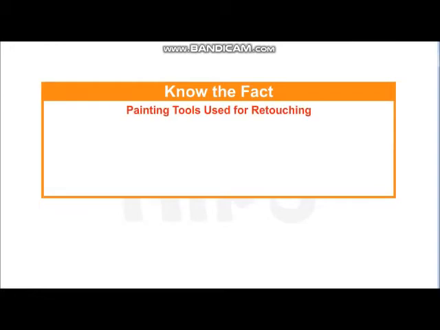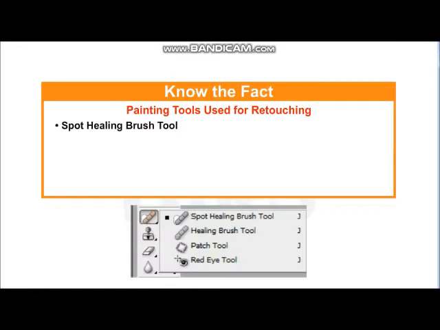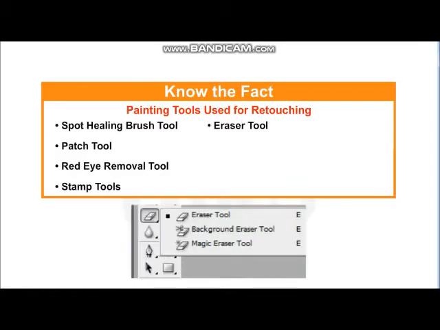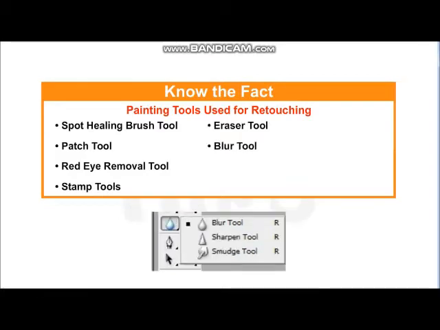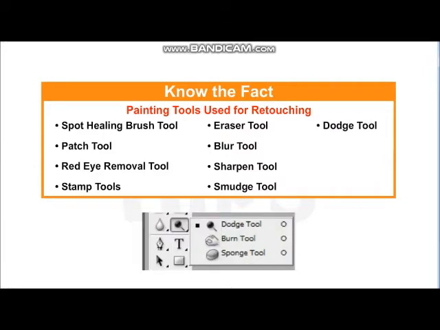Now, let us know about some painting tools used for retouching. Spot healing brush tool, patch tool, red eye removal tool, stamp tool, eraser tool, blur tool, sharpen tool, smudge tool, dodge tool, burn tool, sponge tool.